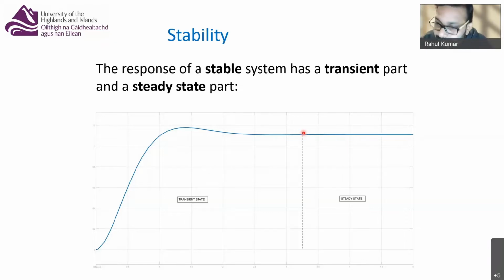So the initial part of any control system, whether it is stable, unstable, or any control system, you will have some transient state where your output is gradually rising according to the input. And after this transient state, your output will become stable. That we call the steady state part.